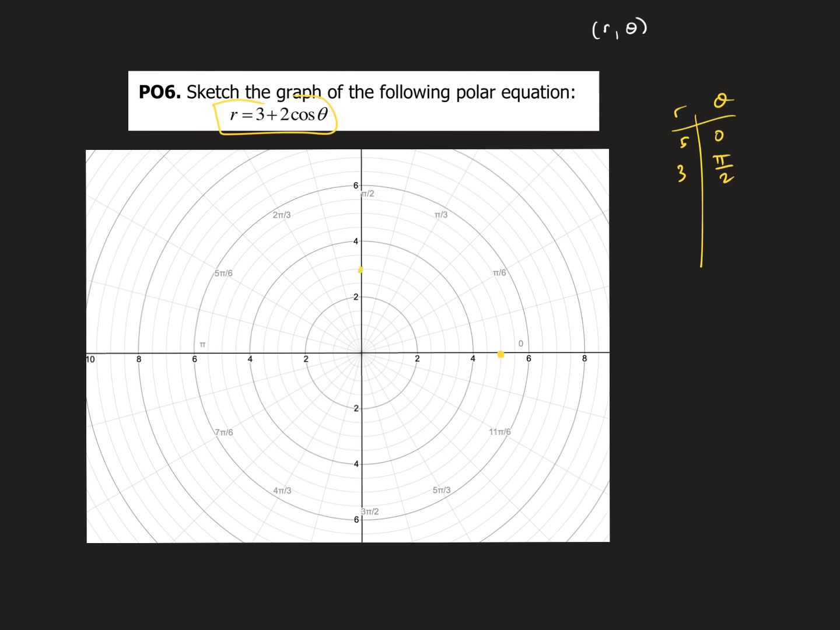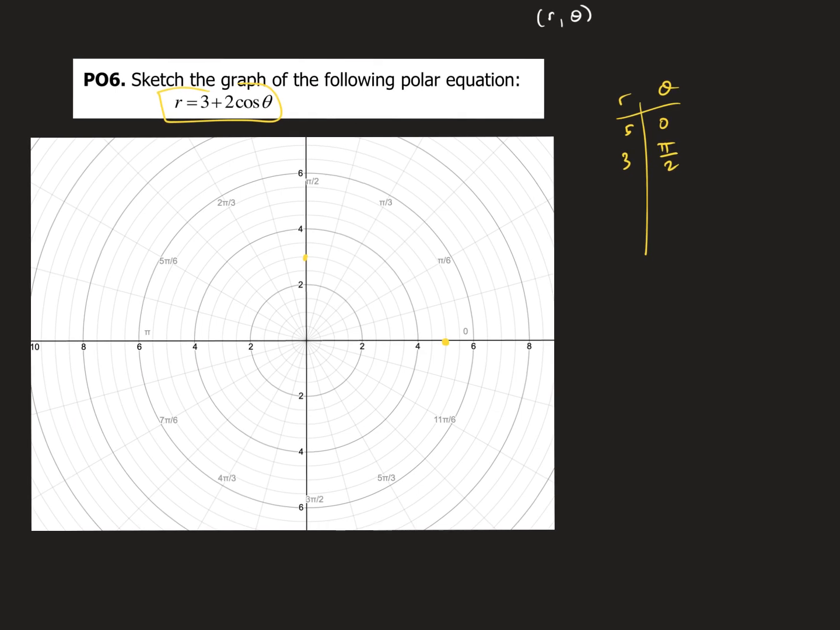Now, between those two, my angle increased from 0 to pi over 2, and as it did so, my r got consistently smaller. So what I'm going to do is draw a curve that connects these 2 points where my radius, my distance to the origin, is getting consistently smaller. Now, if you didn't feel comfortable that that was accurate, you could plug in numbers in between 0 and pi over 2, pi over 3, pi over 6, pi over 4, and plot those points. But most of the time, we are looking to sketch polar graphs, not draw exact ones.